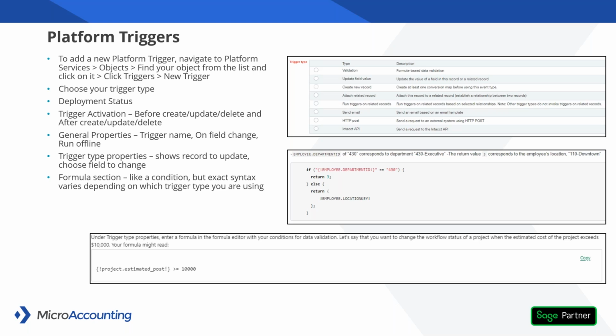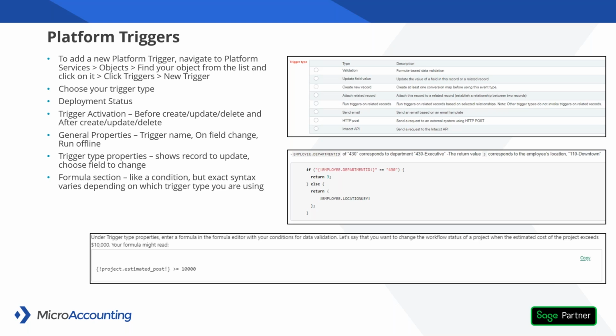So next section is going to be the general properties. This is where you can give the trigger a name. You can determine whether you want it to be set based on a specific field change. So if you wanted to say this field changes, now I want my trigger to set off, you can do that. Then you also have the option to run offline.